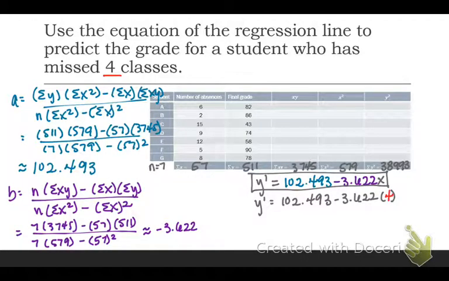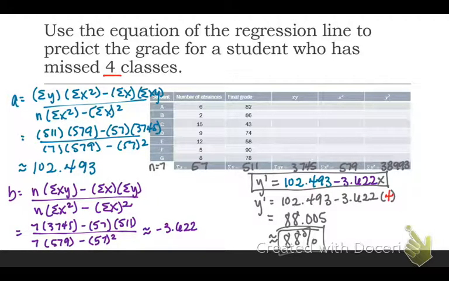All right, so now that I plugged that in, take a calculator, type in the whole thing, and you should get 88.005. And if we round it, it'll just be 88%. And so this is my final answer. So the whole purpose of this is to predict, well, what would your grade be if you missed 4 days?